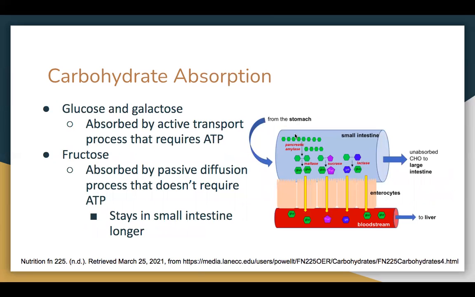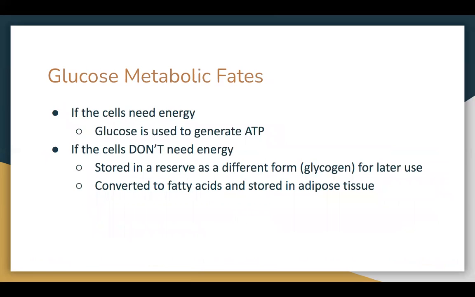So, carbohydrate absorption happens differently for some of the monosaccharides. Glucose and galactose are absorbed by an active transport process that requires ATP, and fructose is absorbed by passive diffusion that doesn't require ATP, so it stays in the small intestine for longer.